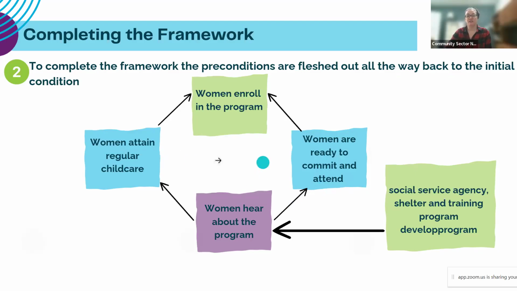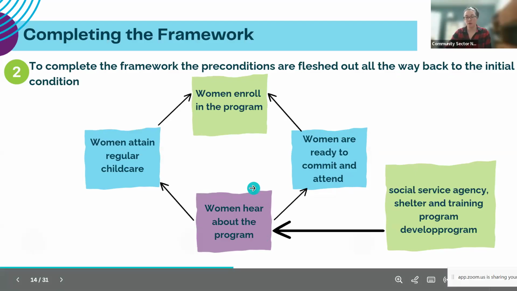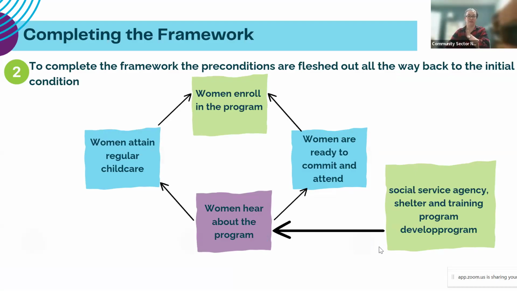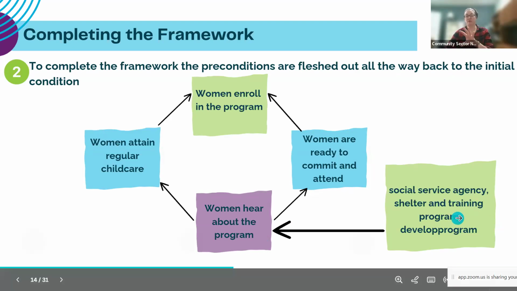How do they get to this commitment stage? They hear about the program, and how do they hear about the program? Through different social services agencies and domestic violence shelters, training, and then the program also needs to be developed and articulated.